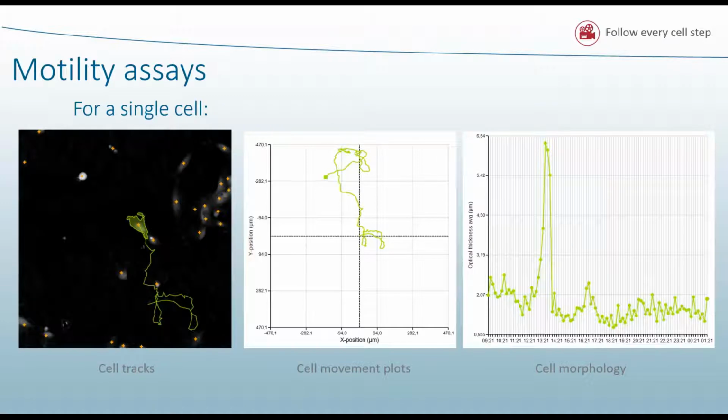That's how the cell moved during the time lapse. It's a 15-hour time lapse. And in the center, you can see how the movement is compared to the starting point. And to the right, you see this optical cell thickness over time. And you can see that the cell rounded up very sharply and then flattened out again. That's when the cell divided. So combining tracking, movement, and morphology is quite powerful.